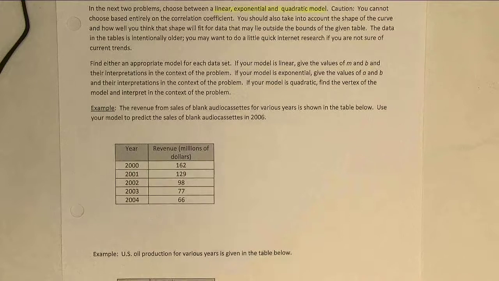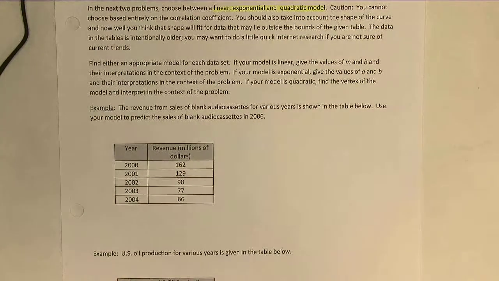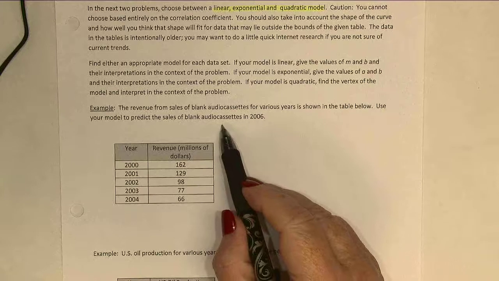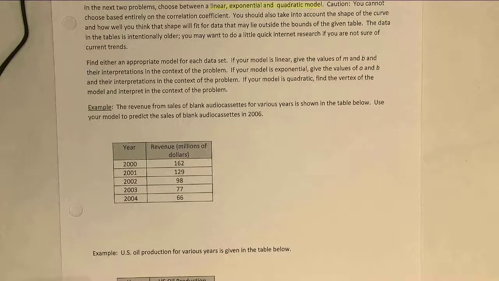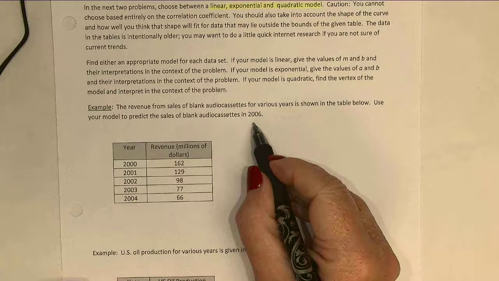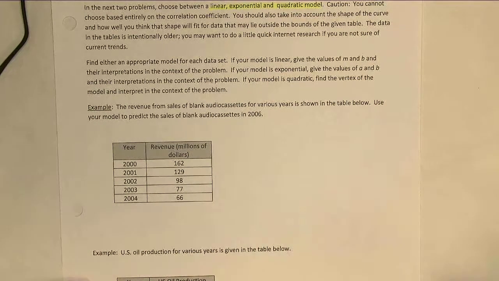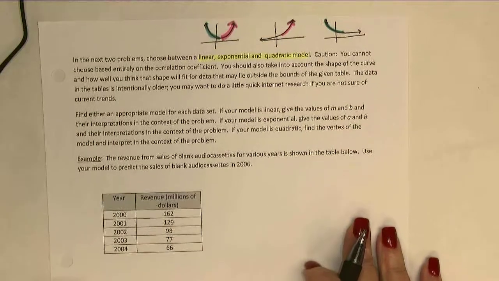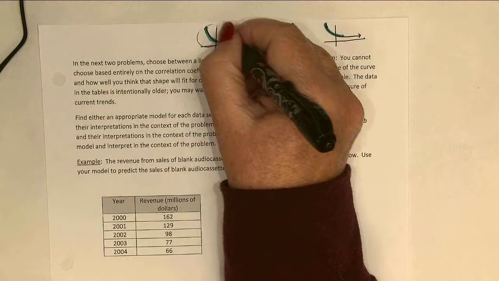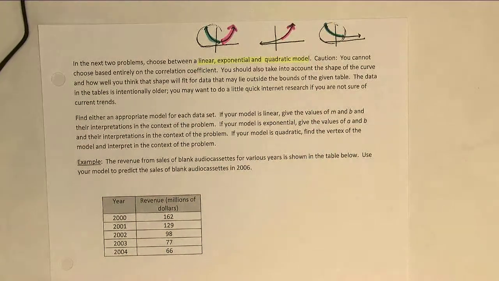The first set of data for various years records the revenue in millions of dollars from the sales of blank audio cassettes. Our goal is to predict the sales in 2006. Clearly, we've got decreasing revenue, which makes sense. People don't use audio cassettes all that much anymore. So our thought process is, are we looking at part of a quadratic model, or part of an exponential, or are we actually looking at a linear?